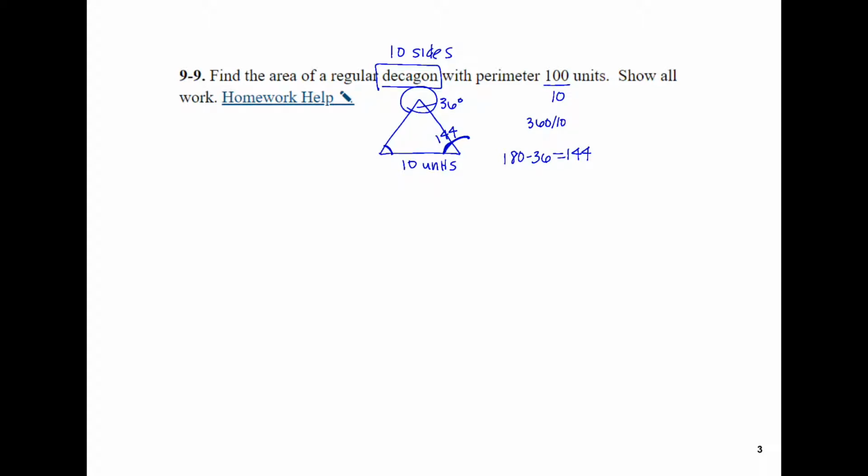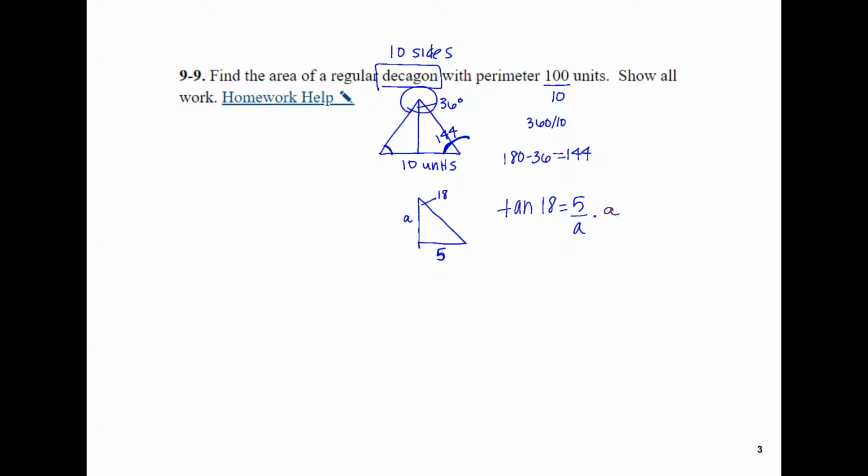In order to find the area, we need to find our height. So if we draw a right triangle, half of 36 would give us 18. Our base would be 5, and we would be looking for our adjacent side. So we can take the tangent of 18 degrees is equal to our opposite side over our adjacent.